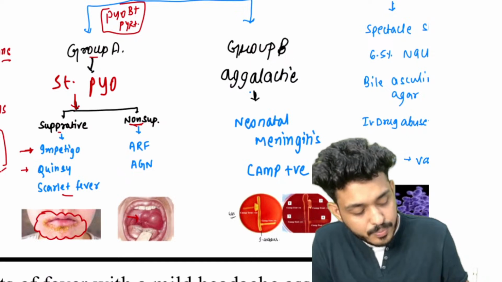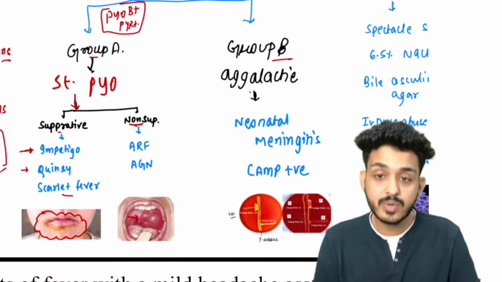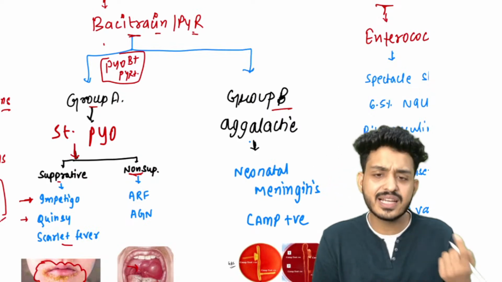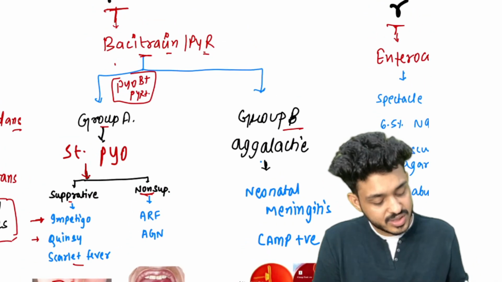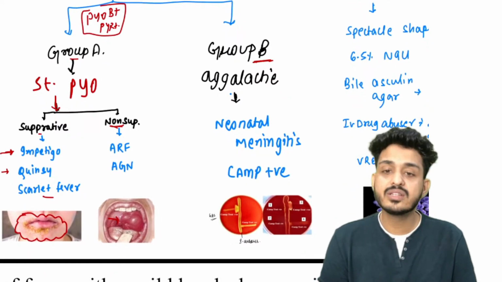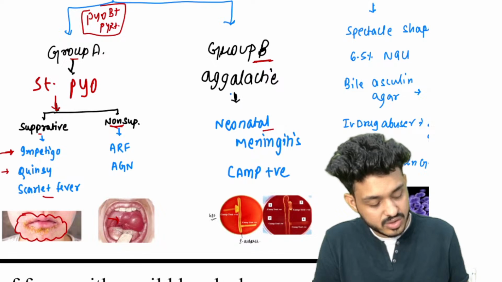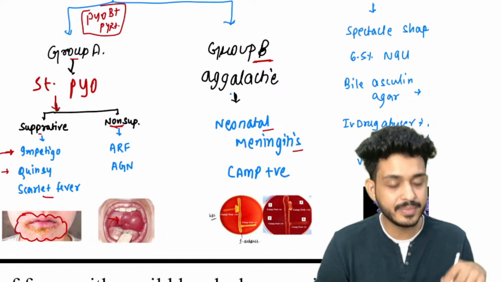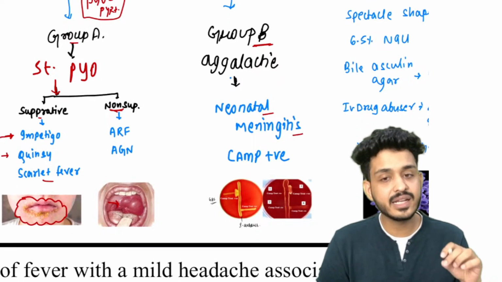Look here, group B streptococci, they are B positive and PYR negative. They are basically CAMP positive. Okay, CAMP positive and HHT positive. Just remember this information that I am giving you. So agalactiae is the most common cause of neonatal meningitis. Neonatal meningitis, most common cause will be Streptococcus agalactiae, group B streptococci.